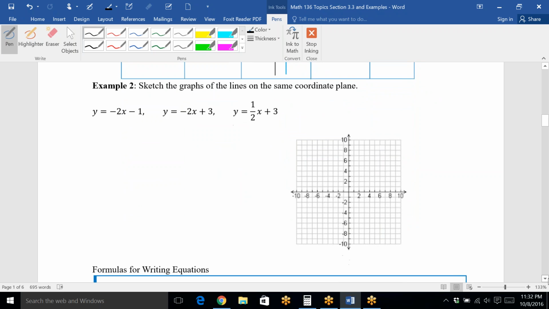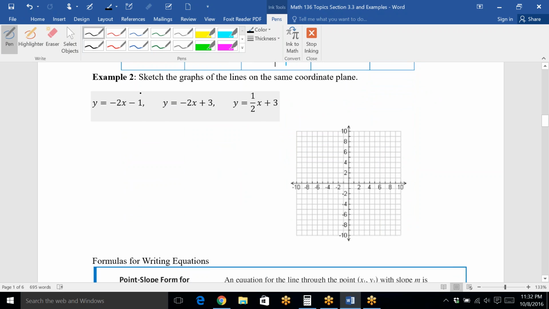Okay, so for example 2, we're going to sketch these. I'm going to try to do them in different colors. I'll do this one in black, this one in red, and this one in blue. This is what we call the format, and we haven't written it down yet. You could use a table of values, but I don't like wasting time. This is what we call mx plus b. This is always considered to be the y-intercept, and this is your slope.